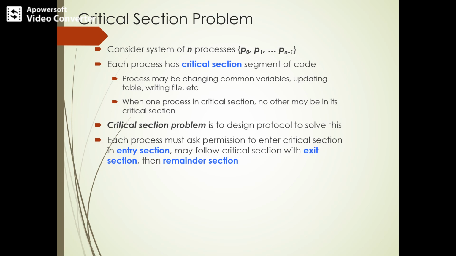So there are sections here, that is the entry section. This is the basic structure of a process. There should be an entry section, a critical section, an exit section, and a remainder section. What is the entry section? It is a block of code executed in preparation for entering the critical section, whereas the remainder section is the rest of the code, and the exit section is the code executed upon leaving the critical section.